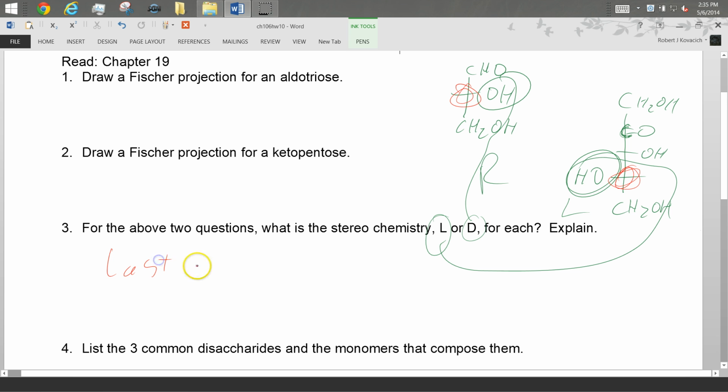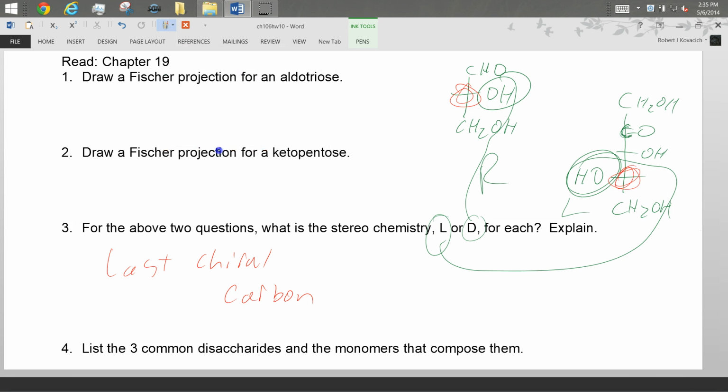Could you have just drawn the OH on the other side? For number 2, if it doesn't say L or D, you can just put it on either side. It didn't say that it needed to be. So if we drew it on the other side, we just would call it D. Yes. Just make sure I put it on the other side. Okay. Then it's the other one. Doesn't matter.